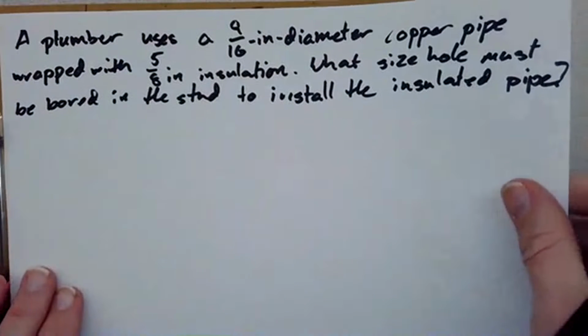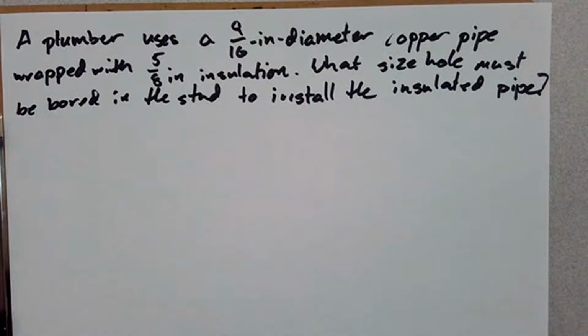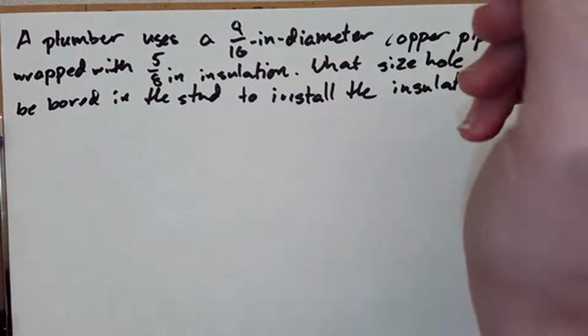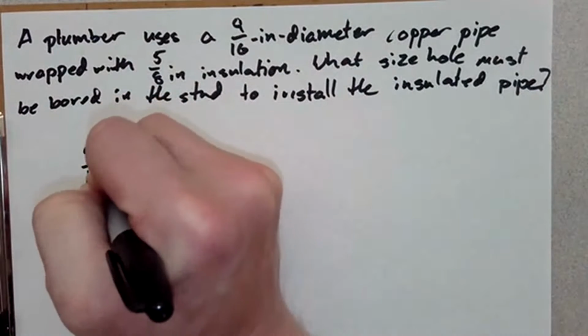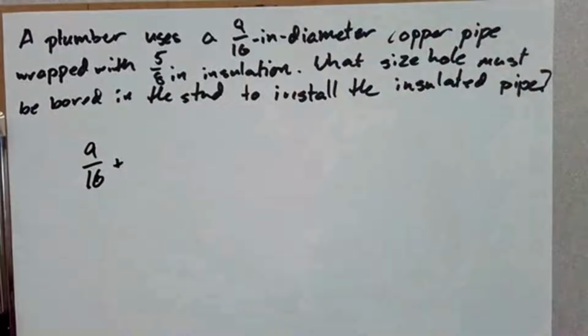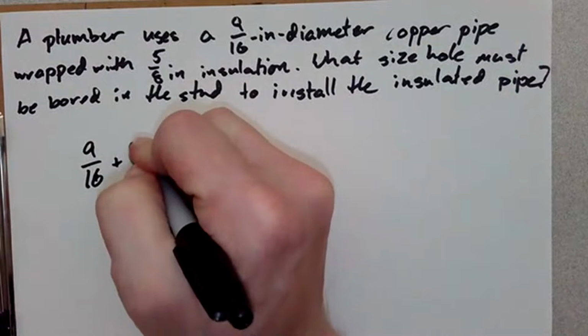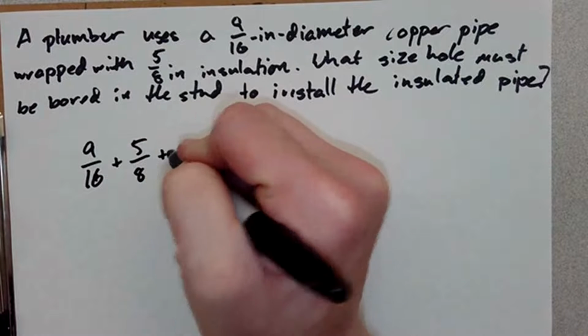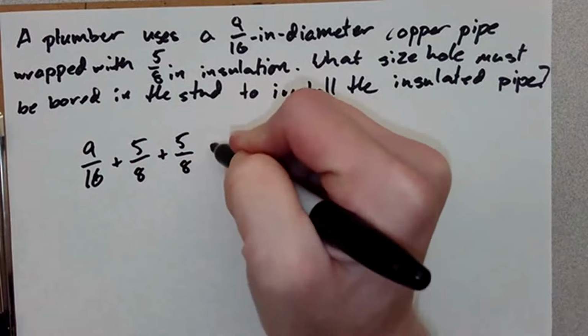Our next problem, we're given this. A plumber uses a 9/16 inch diameter copper pipe wrapped with 5/8 inch insulation. We need to know what size hole must be bored in the stud to install the insulated pipe. To do that, we take the diameter of our pipe, 9/16, plus, and then we've got 5/8 inch insulation. But here's the important thing. We wrap that insulation all the way around the pipe, which means we've got an extra 5/8 on either side. We're going to add that twice.